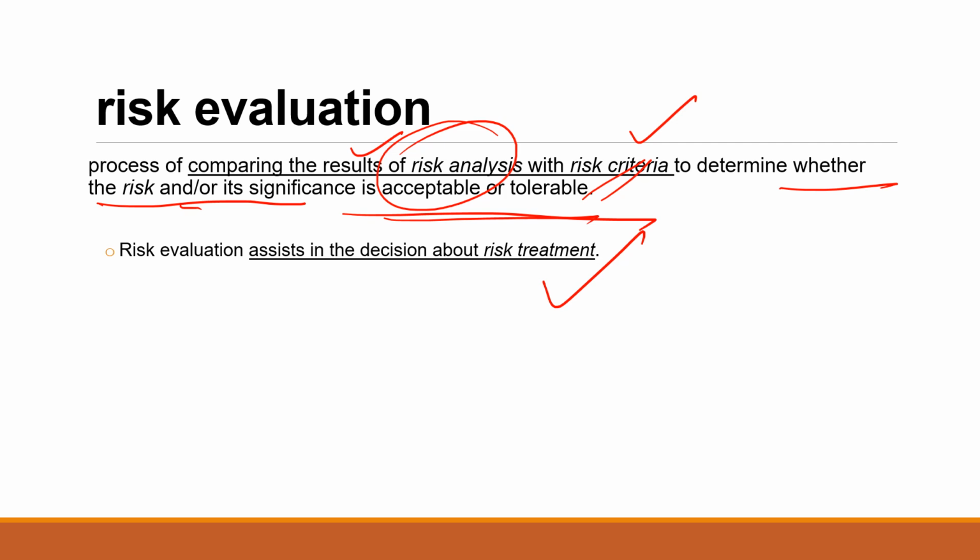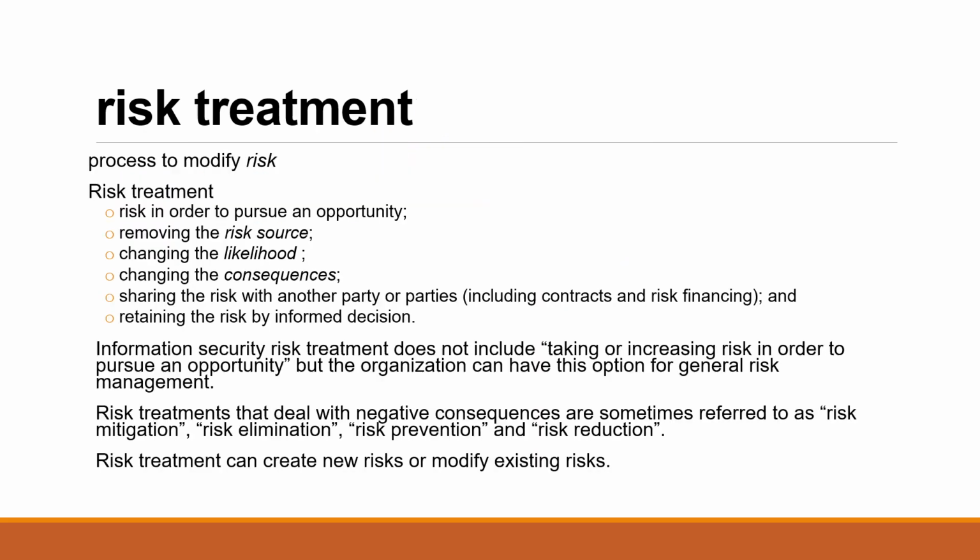So we talked about risk assessment, where we covered risk identification, risk analysis and risk evaluation. Then we go for the risk treatment, the process to modify the risk. Process to modify the risk means we are going to put in the control. What is the purpose of modifying the risk? The purpose of modifying the risk is to keep the risk within the acceptable limit, or to take risk in order to pursue an opportunity.